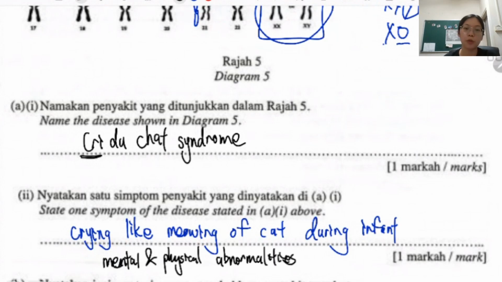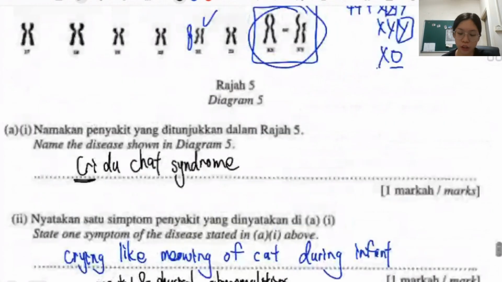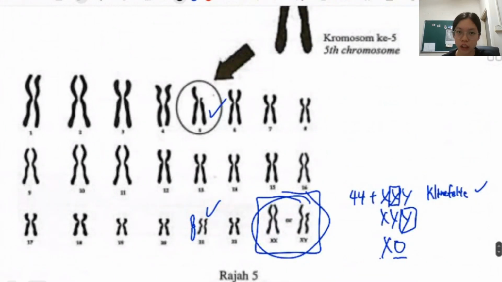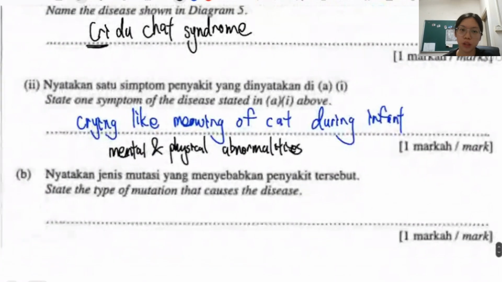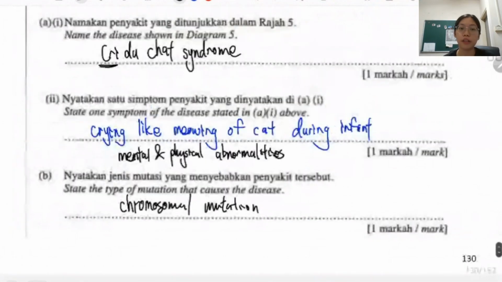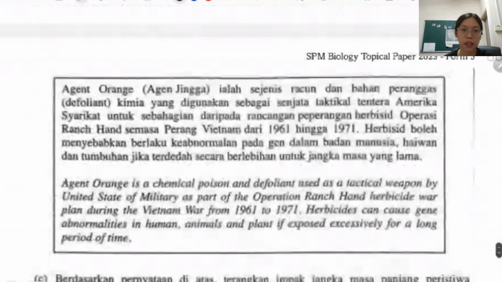So what is the type of mutation? The types of mutation we learned are chromosomal mutation and gene mutation. This one focuses on the chromosome, where there is a change in chromosome structure. So this is a chromosomal mutation. This is actually a very direct question as long as you know what Cri-du-chat syndrome is.